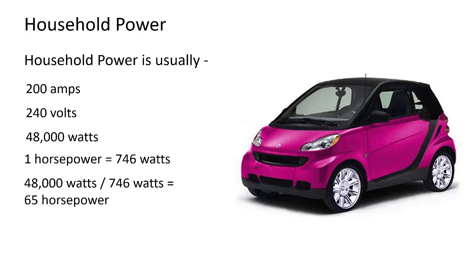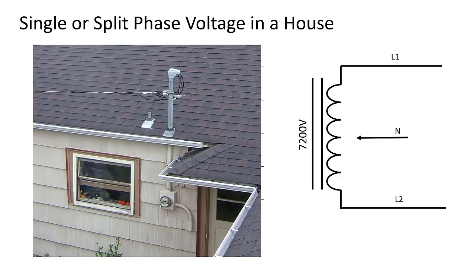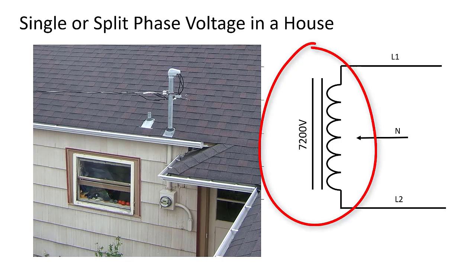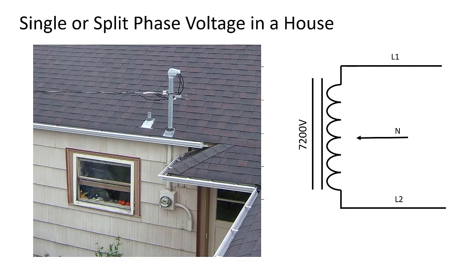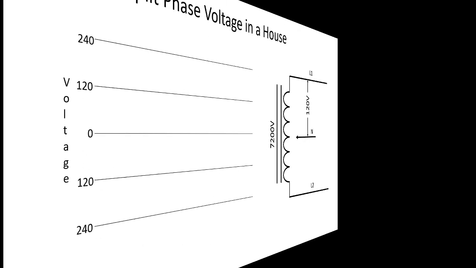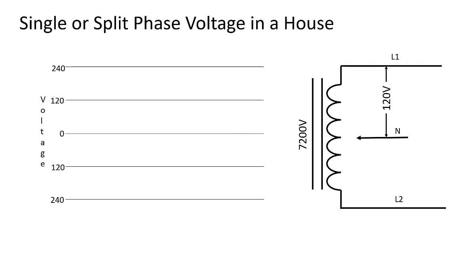But just because it's available, that doesn't mean your house uses that much power all the time. Coming into a house, there are 3 wires. 2 are insulated and 1 is bare. L1 and L2 are insulated and the neutral is bare. On the right, we have the CAN transformer with 7,200 volts on one side, and that is split off like we see in the schematic. If we measure the voltage, we can see there's 120 volts between L1 and neutral, 120 volts between L2 and neutral, and between L1 and L2 is 240 volts.